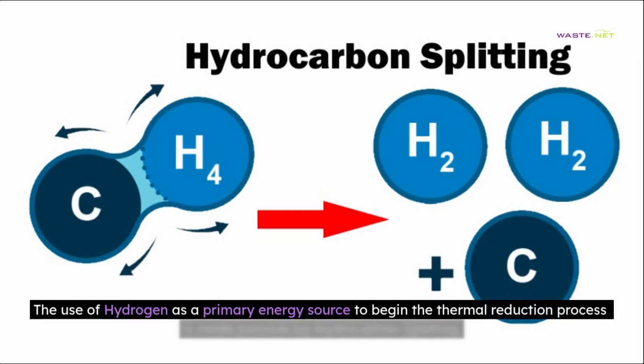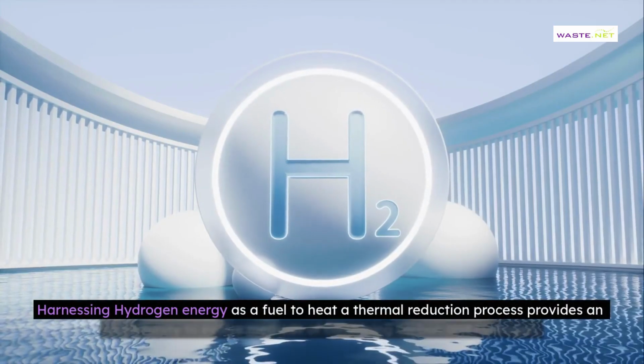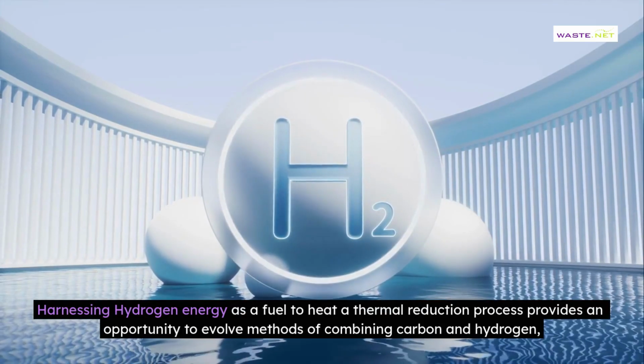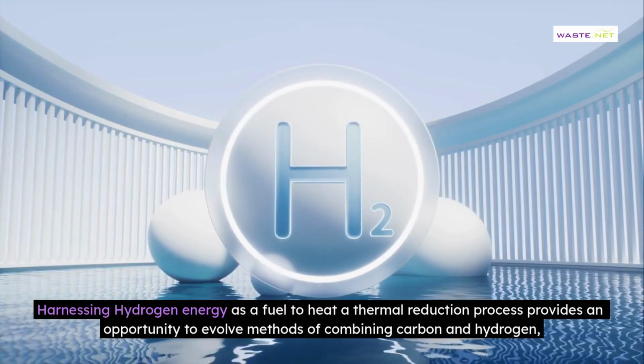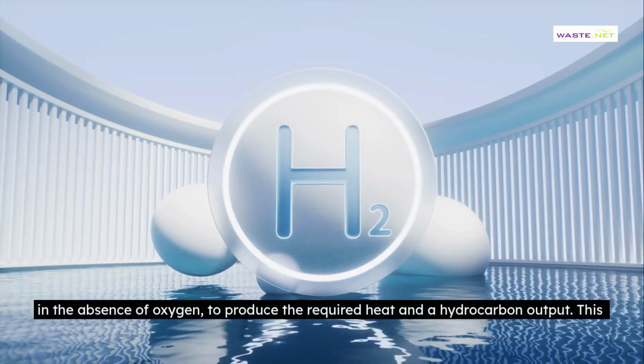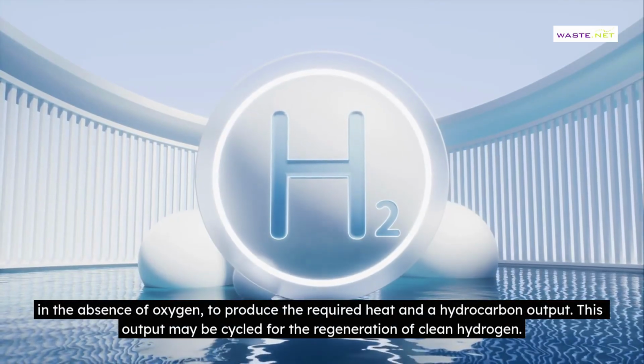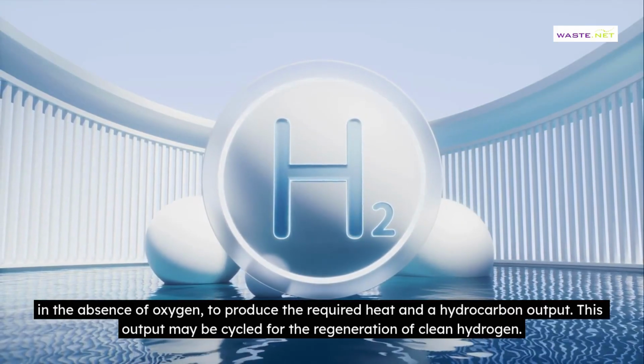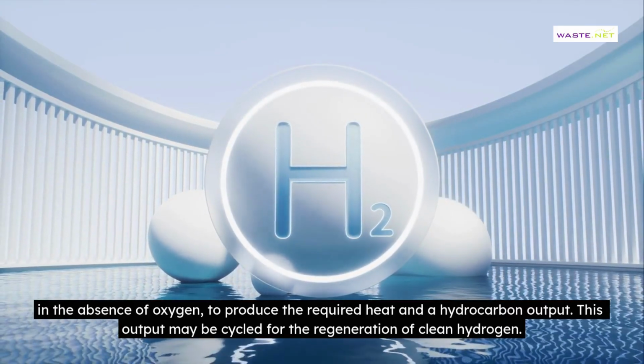The use of hydrogen as a primary energy source to begin the thermal reduction process is made possible by hydrocarbon splitting. Harnessing hydrogen energy as a fuel to heat a thermal reduction process provides an opportunity to evolve methods of combining carbon and hydrogen, in the absence of oxygen, to produce the required heat and a hydrocarbon output. This output may be cycled for the regeneration of clean hydrogen.